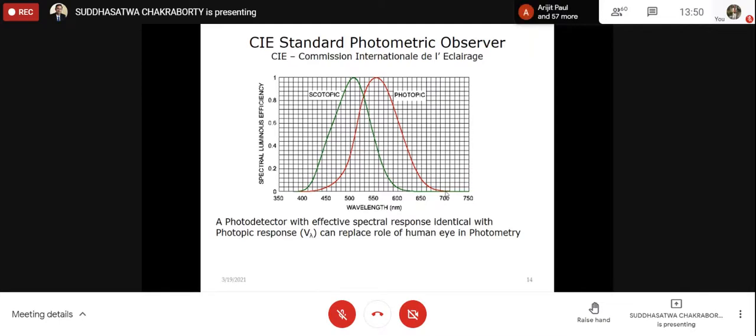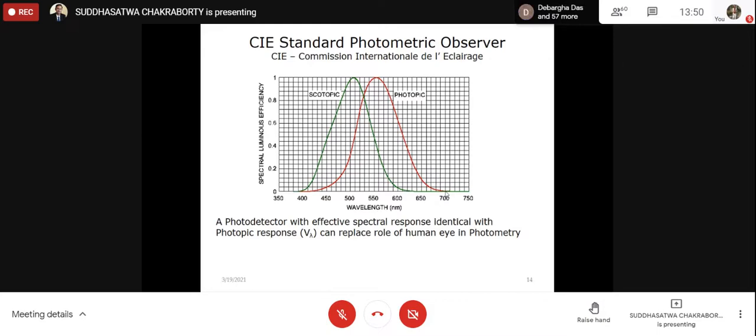So while we refer to the human eye characteristics, we should know what light level we have. Based upon that, we will consider whether to take the V lambda curve for the photopic response or the V dash lambda curve for the scotopic response. That too we need to identify individually.